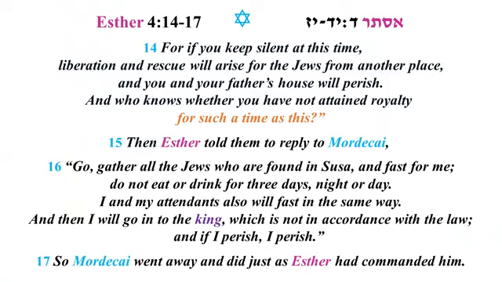Verse 15. Then Esther told them to reply to Mordecai, "Go, assemble all the Jews who are found in Susa, and fast for me. Do not eat or drink for 3 days, night or day. I and my maidens also will fast in the same way. And thus I will go into the king, which is not according to the law, and if I perish, I perish." So Mordecai went away and did just as Esther had commanded him.